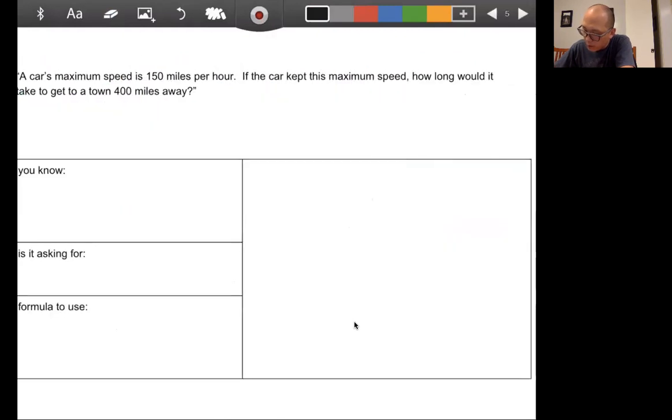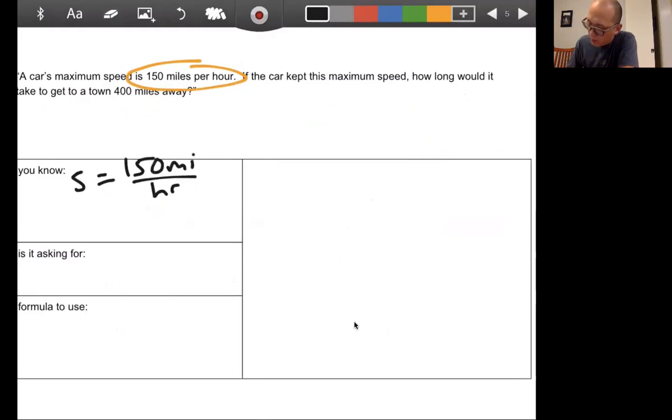One more and we're done. Car's maximum speed is 150 miles per hour. That's the same thing we knew previously. Speed is 150 miles per hour. If the car kept this maximum speed, how long, oh, here's the important part, how long would it take? How long would it take to get to a town 400 miles away?